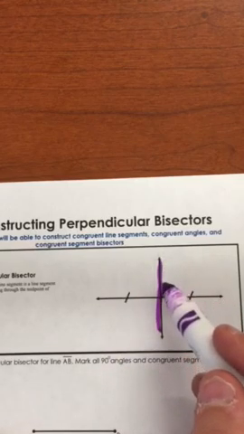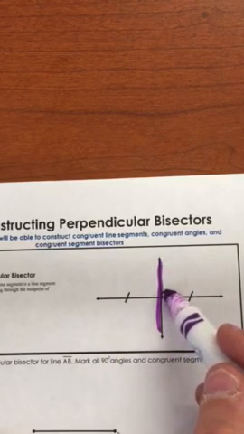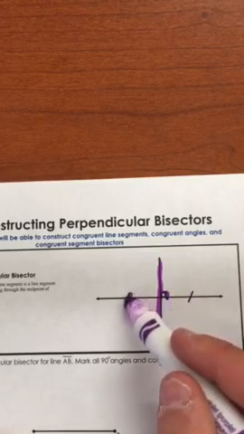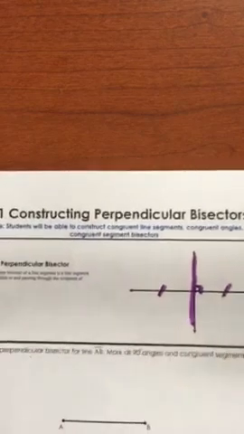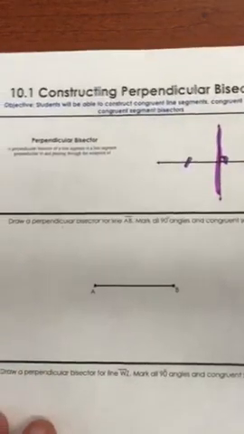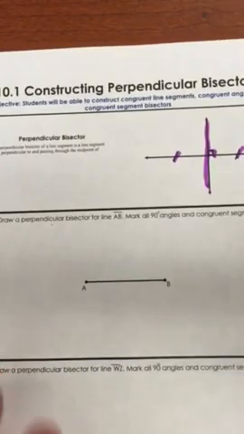So it's a line, this is a perpendicular bisector, it creates a 90-degree angle, as you see here, and it cuts the line in half. So it's perpendicular, and it bisects it. What? So how do you draw a perpendicular bisector? Well, let's get into that.